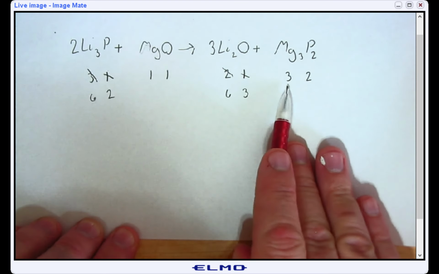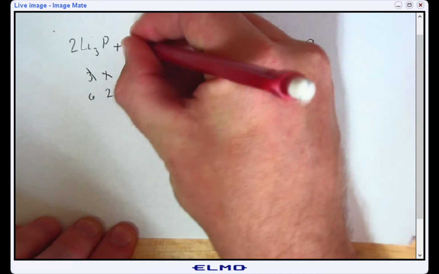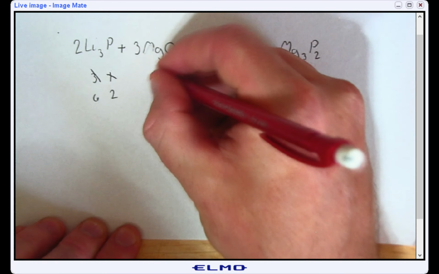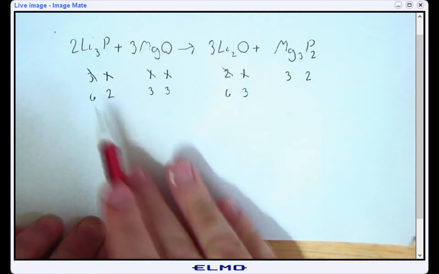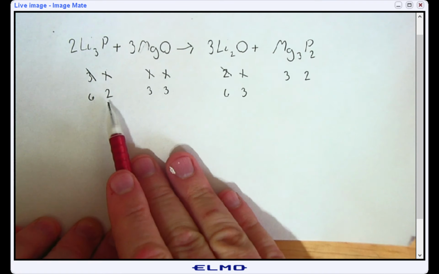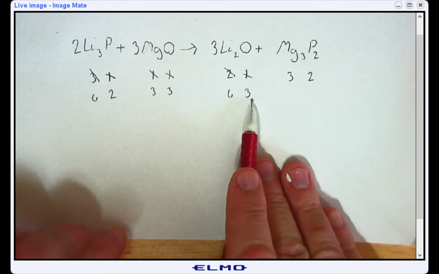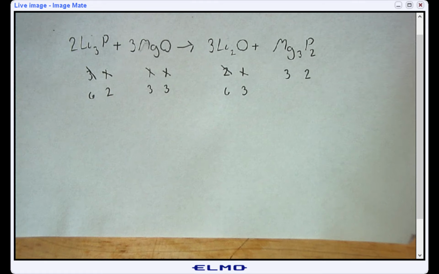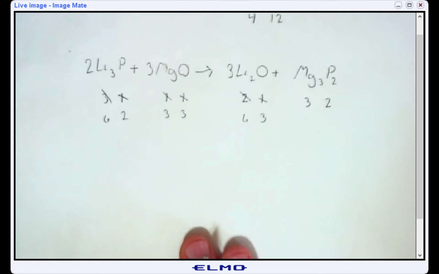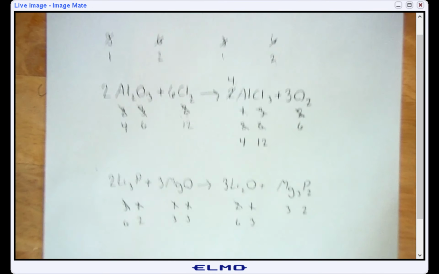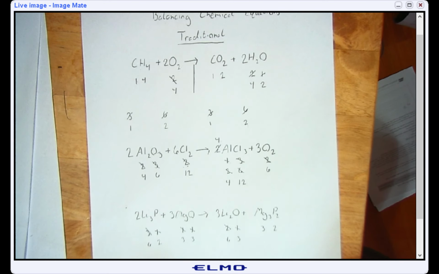What can 1 and 3 both go into? And again, the answer is 3. So we don't have to change this side, but we got to multiply this coefficient by 3. 3 times 1 is 3. 3 times 1 is 3. 6 lithium. 6 lithium. 2 phosphorus. 2 phosphorus. 3 magnesium. 3 magnesium. 3 oxygen. 3 oxygen. We are good in the hood. This is an accurate, balanced chemical equation. Again, these are the traditional chemical equations. And I will come right back here and show you how to do the next form of balancing.